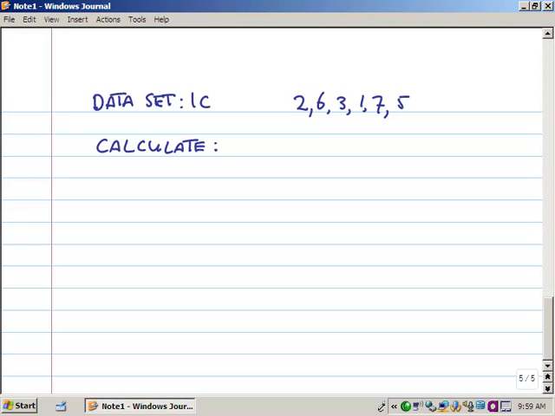We're going to calculate the average, the median, mode, the variance, and standard deviation.